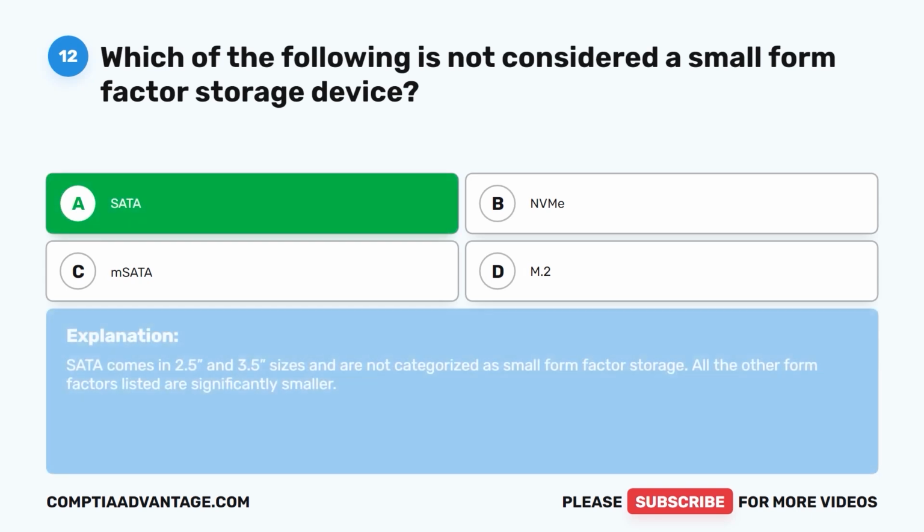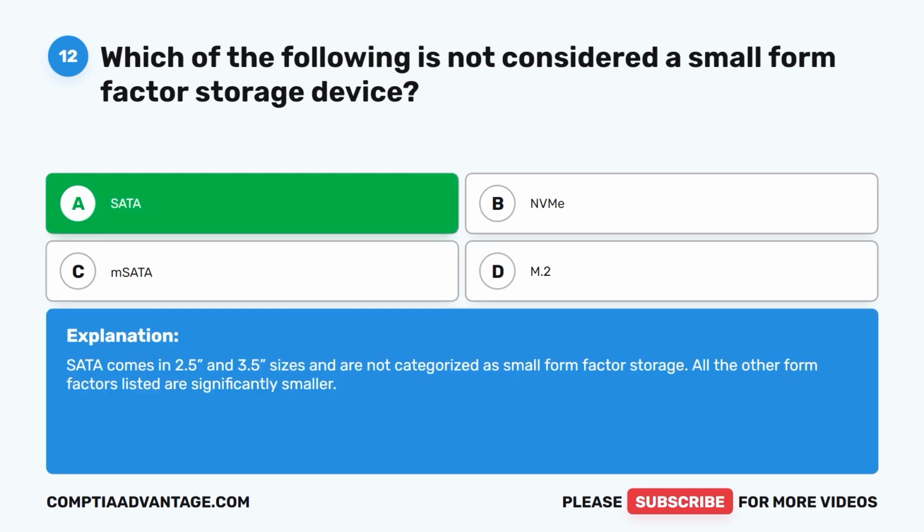SATA. SATA comes in 2.5 inch and 3.5 inch sizes and is not categorized as small form factor storage. All the other form factors listed are significantly smaller.